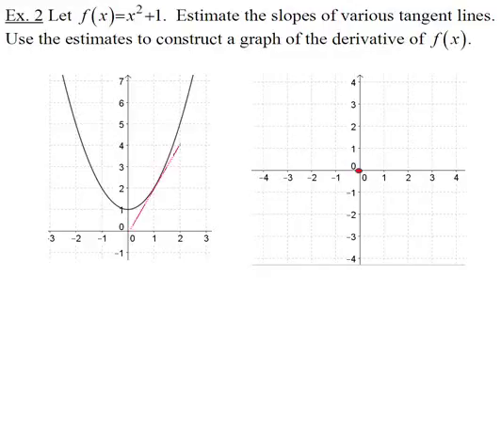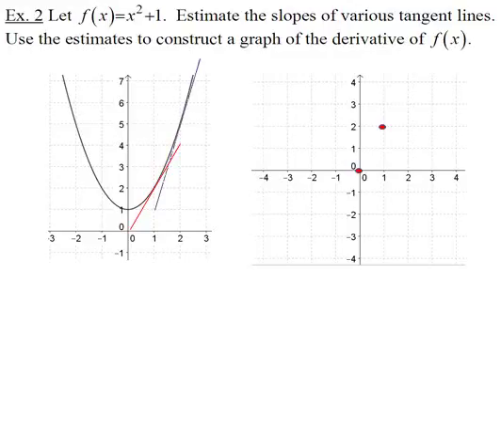If we try to draw a tangent line at x equals 1, we can see from the grid that the line appears to have a rise of 2 while it has a run of 1. On the graph of the derivative, we can graph the point 1, 2 to show that when x equals 1, the slope of f is 2.